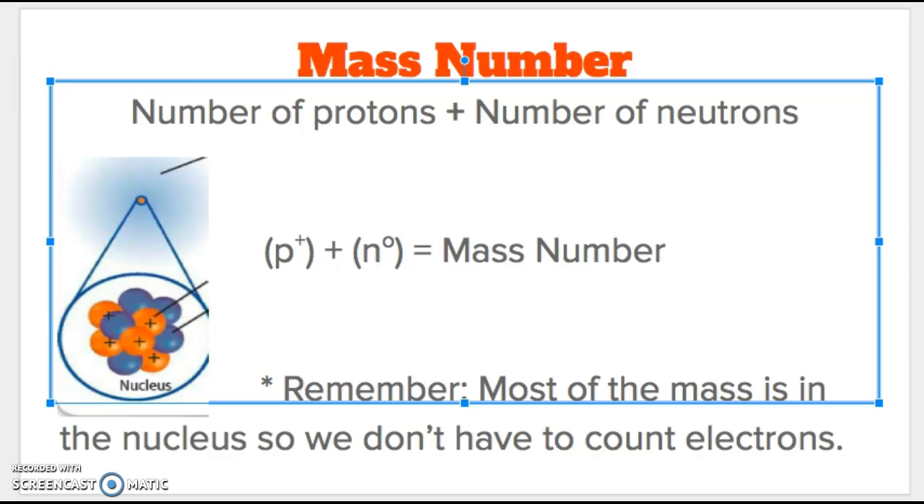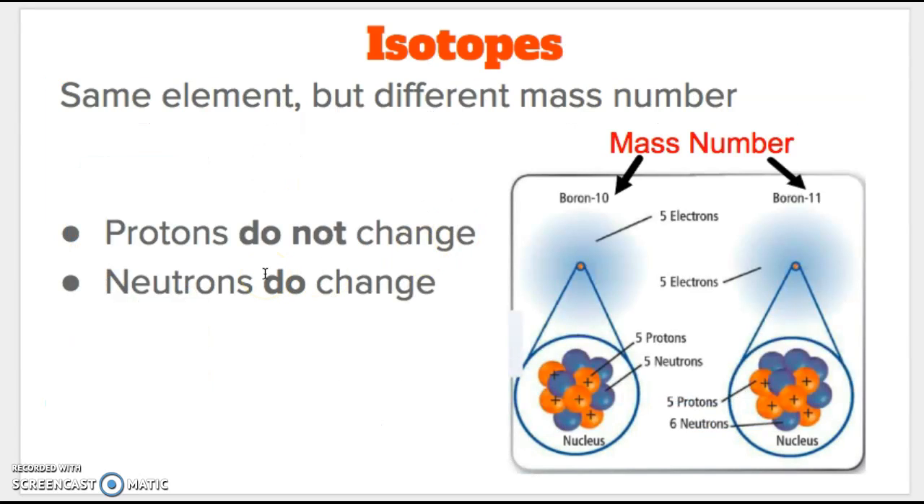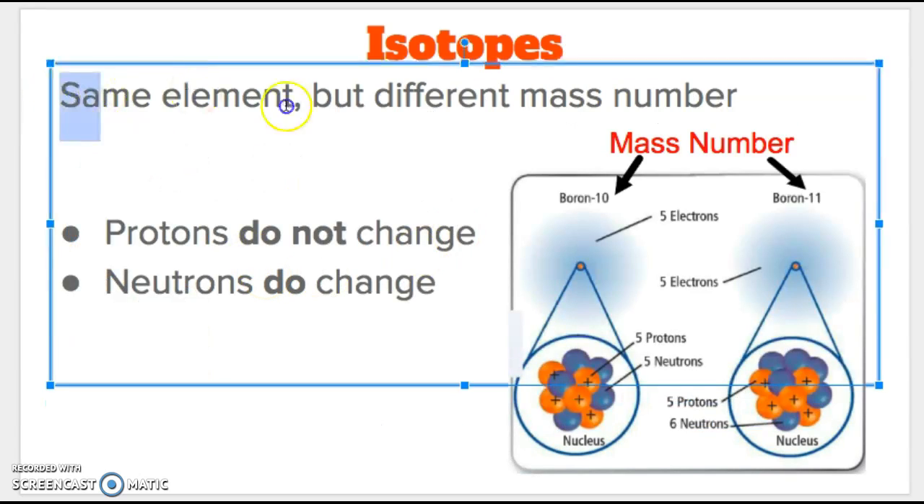All right. We're on the very bottom of the front side of the page. Isotopes. So this is your first chance to see what an isotope is, right? It's the same element, but a different mass number. Same element, different mass. Okay, this means the protons do not change. If it's an isotope, they have the same protons. But the neutrons change because mass is protons plus neutrons. So if these don't change, these got to change, right?